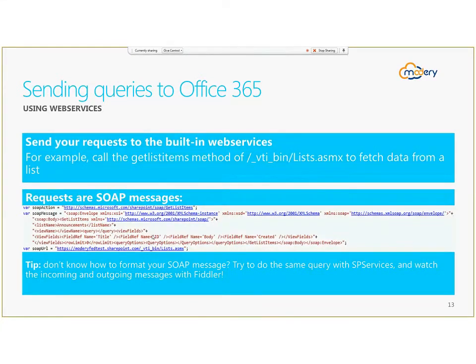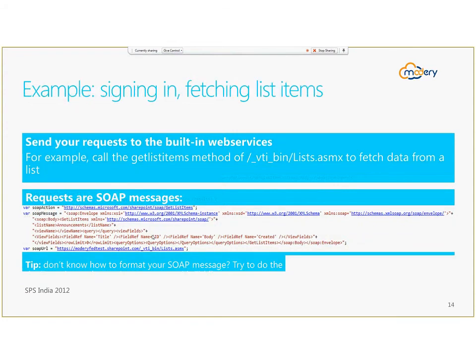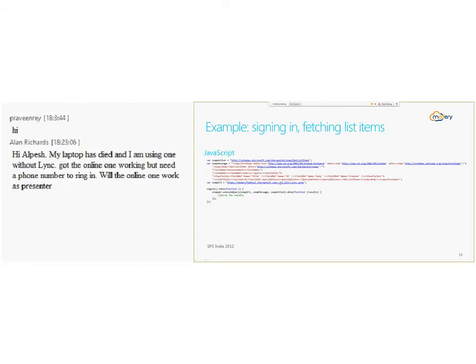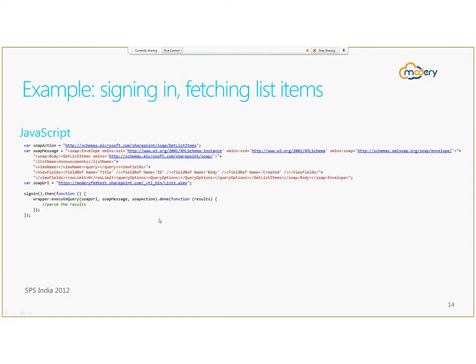Now, in our example here, as you can see, I'm using my SOAP action, SOAP message, and my SOAP URL where I want to send it to. If I want to sign in from my JavaScript code, I first call my JavaScript message sign in. As a following step, once that's completed, I execute the query and start sending my queries to SharePoint Online. And as a last step, once the query has succeeded and I've got my results here, I can now pass those results.